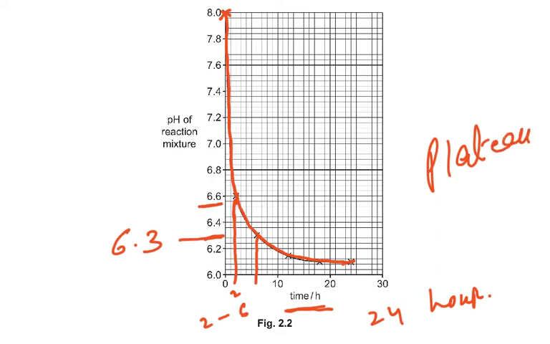And I hope you all know this word, what plateau means. So from 6.6 it went down to 6.4, 6.2, and the last is something like 6 point something. It's nearly 6.1. So what we have to understand is how it has decreased from 8 to 6.1 in about 24 hours.